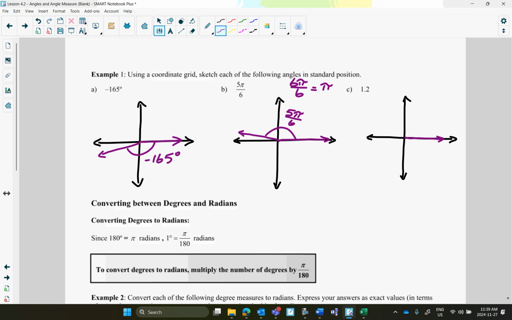So 1.2, would it be in this quadrant, this one, or this one? We're a little over 1 radian. I showed you what 1 radian looked like before. We'd be in quadrant 1. 1 radian would probably be close to the middle. So we'll go a little bit higher. Remember, we're just estimating. It would be around there. We don't have to be perfect, but we do have to be in the ballpark.